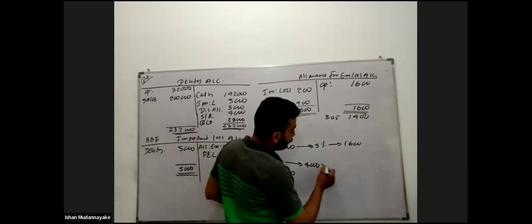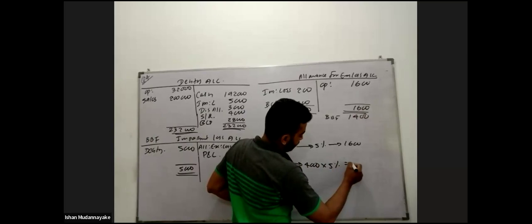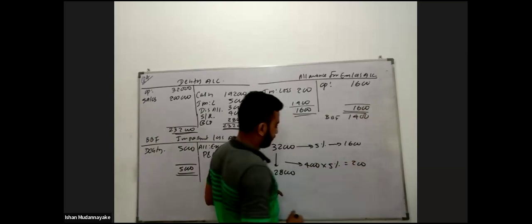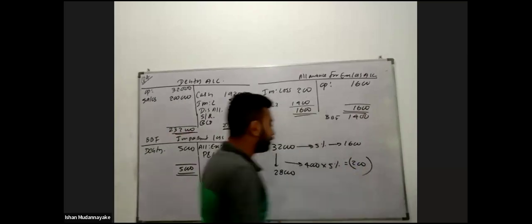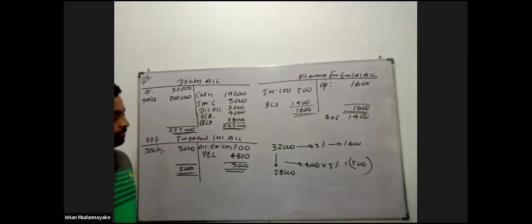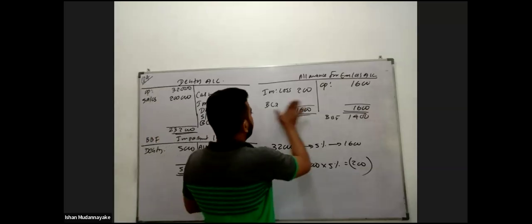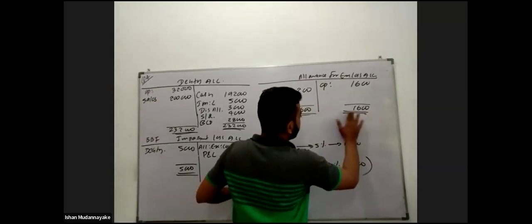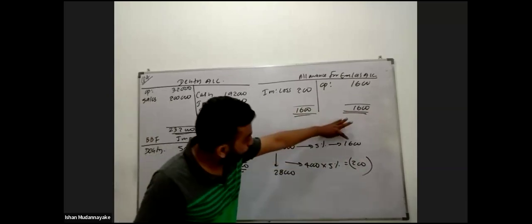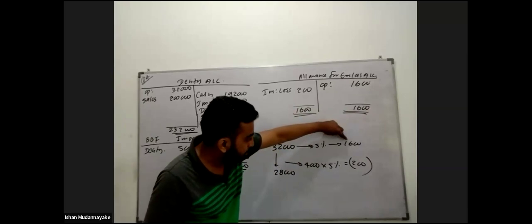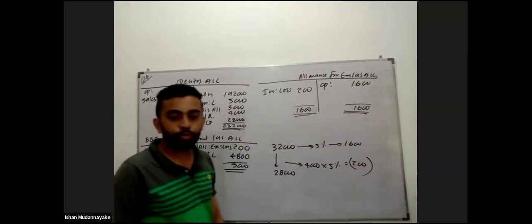Then 4,000 into 5% is 200. That provision also needs to decrease by 200. Your risk decreased by 4,000, so based on that, the opening provision for doubtful debts, the opening expected loss, is decreased by 200.